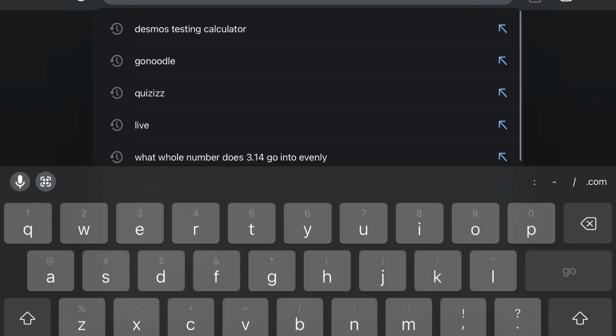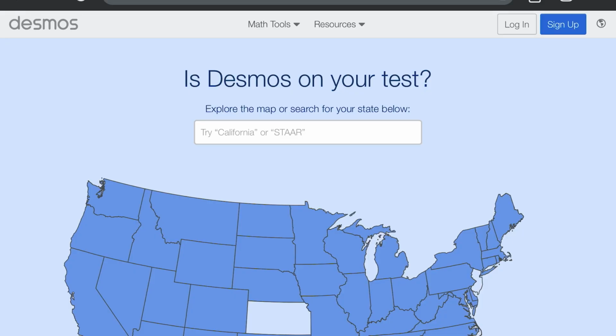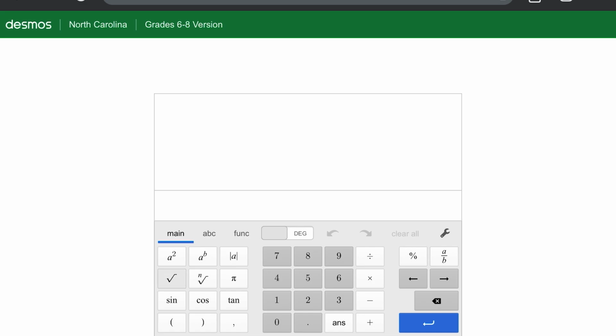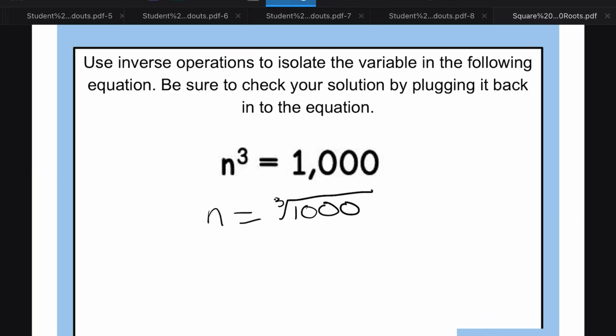is, let me pull up the Desmos testing calculator here. Instead of using this button, which is the square root, we do the one next to that with the n and the little square root sign. We can do 3, and then type in our 1,000 here, and it gets us that our cubed root is 10. So n would be equal to 10.